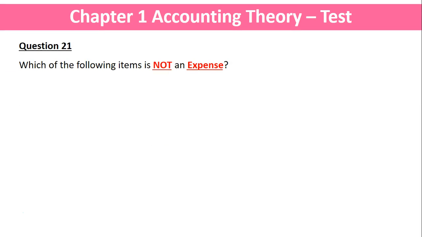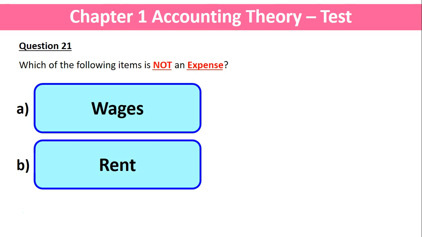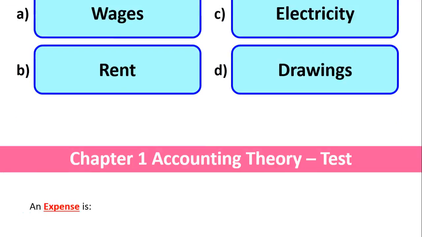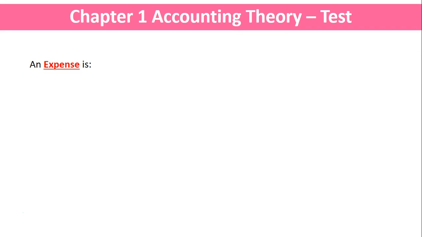Question 21. Which of the following items is not an expense? A. Wages. B. Rent. C. Electricity. Or D. Drawings. To answer this, we'll look at the definition of an expense.